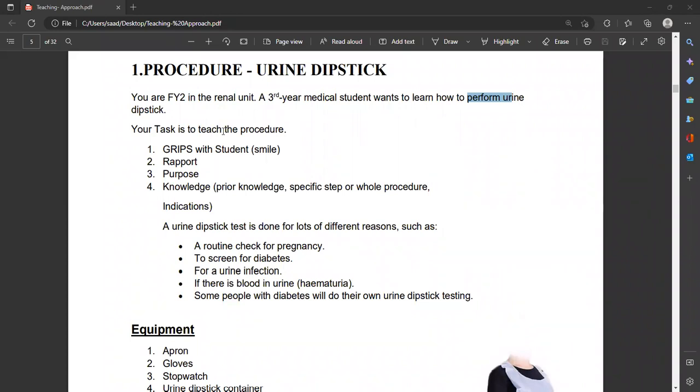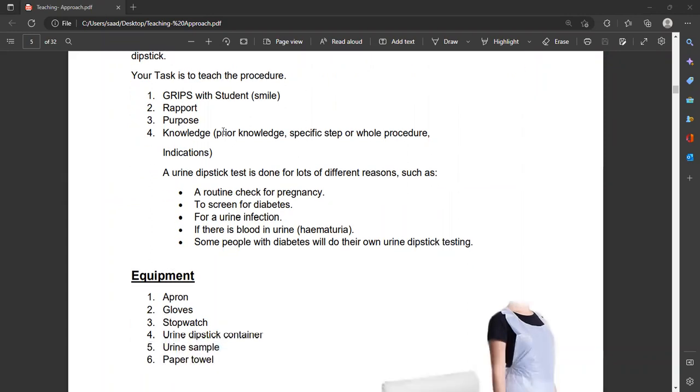so check the prior knowledge. What do you already know? Do you know what urine dipstick is? Do you know when we perform urine dipstick? What are the indications? There are certain indications I have written here. If the student doesn't know about the indications, you can say that there are a number of indications like a routine check for pregnancy, screening for diabetes and urine infection, if there is blood in urine, and some people do it routinely. So it won't take more than 1 or 1.5 minutes. So this is your first part. You have done your first part very well.